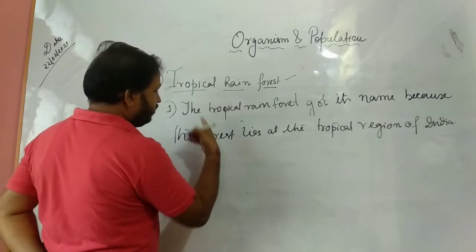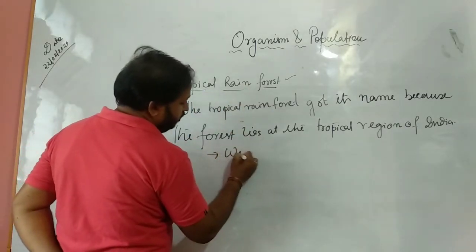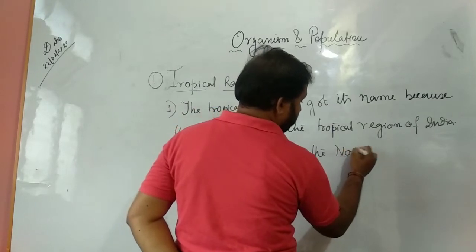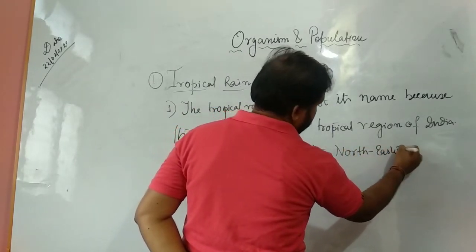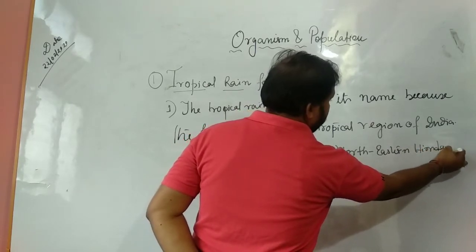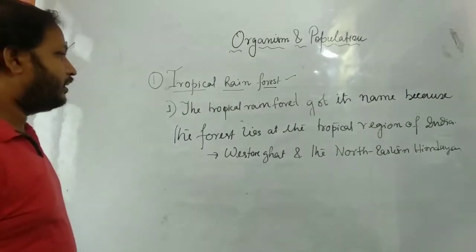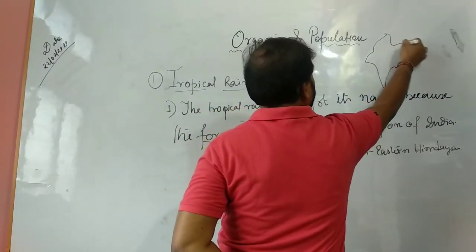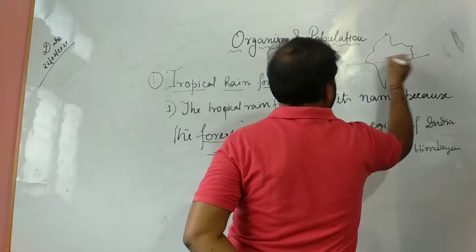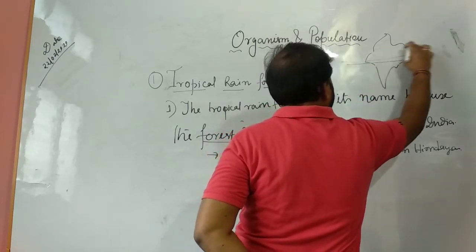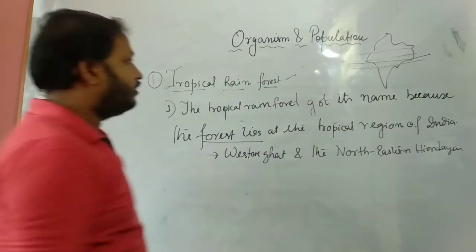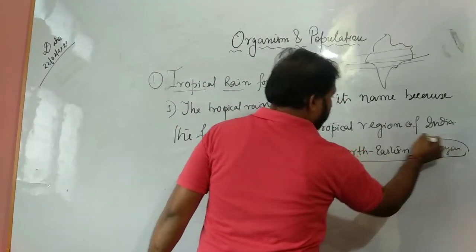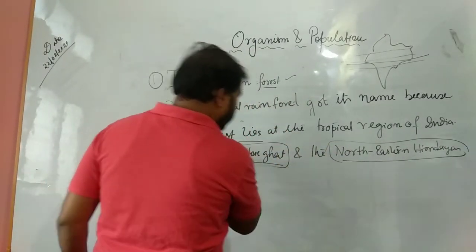This tropical rainforest is found in Western Ghats and the North Eastern Himalayas. Tropical rainforest got its name because this forest lies in the tropical region of India. Suppose this is the map of India, I am not drawing now. This is the tropical region of India, and in this range tropical rainforests are found. So basically the Western Ghats and Northeastern Himalayas are known for the tropical rainforest.